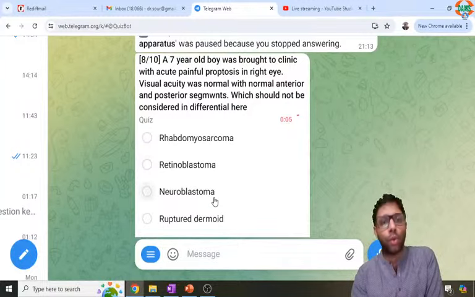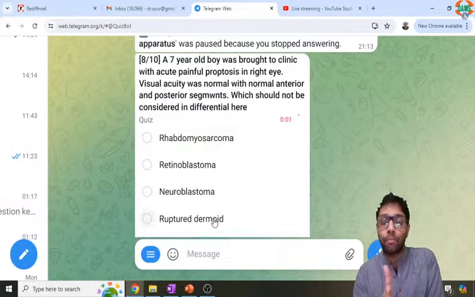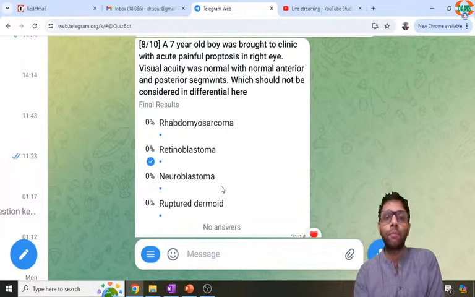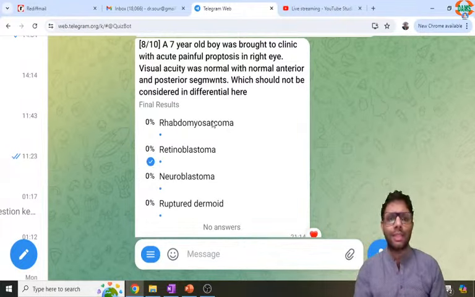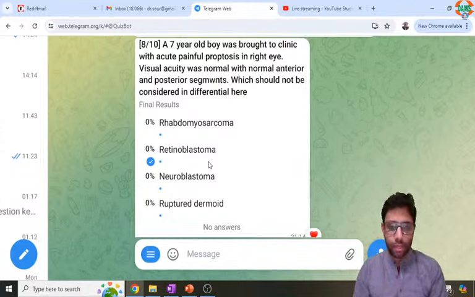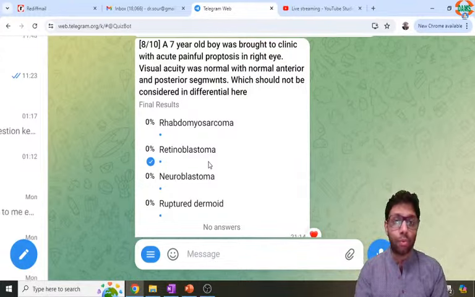Neuroblastoma, ruptured dermoid also can have acute painful proptosis. Ruptured dermoid, that's why it can also have acute painful proptosis, but the eye is normal. These A, C, D are intraorbital tumors, okay, not in the eyeball. So eyeball can be normal, but in retinoblastoma, the eyeball is not normal. That is the answer of this question. I hope you're getting the point.